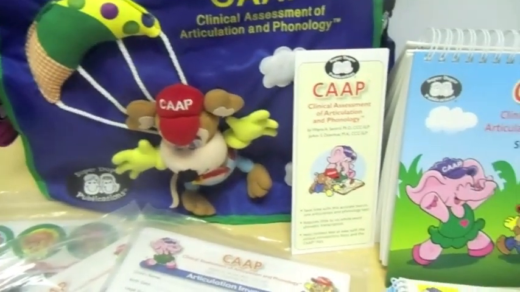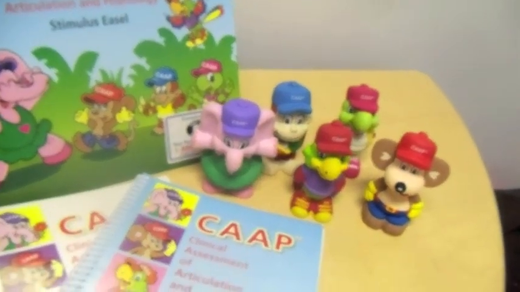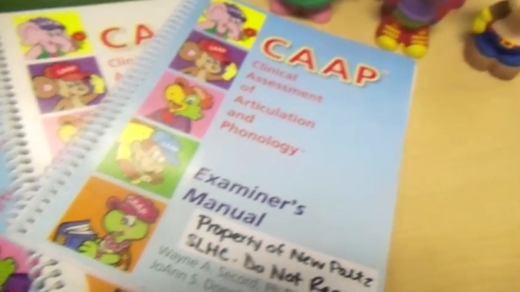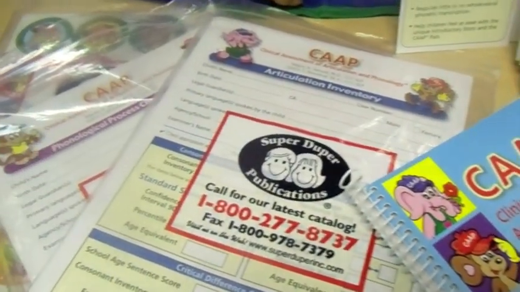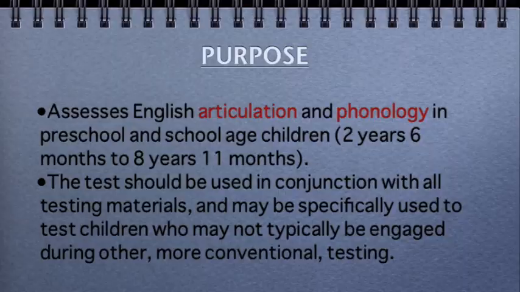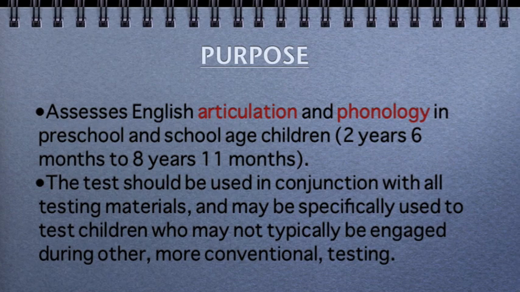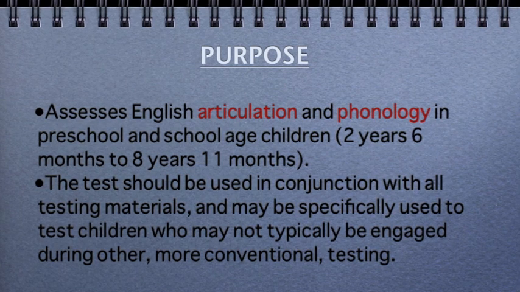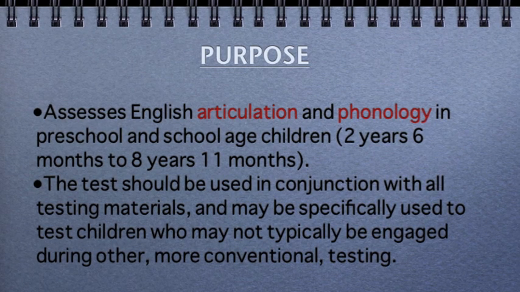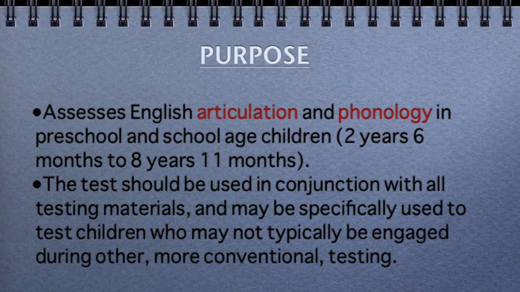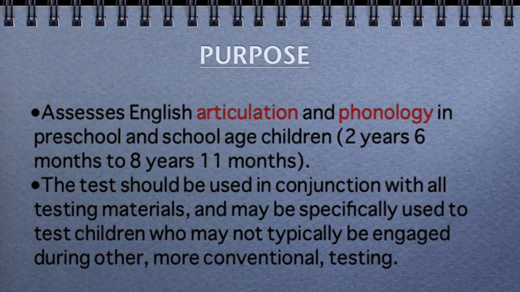This is the Clinical Assessment of Articulation and Phonology, also known as CAAP. The purpose of this norm-referenced standardized test is to assess English articulation and phonology in preschool and school-age children, in specific ages 2 years 6 months to 8 years 11 months. The test should be used with all testing materials.